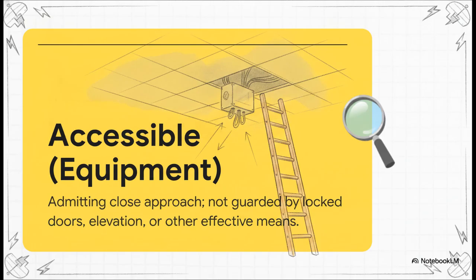Okay, first up, let's talk about the word accessible. The code defines this as admitting close approach, which basically means it's capable of being reached without removing permanent building structures or finishes. A perfect field example of accessible would be a junction box or wiring tucked up inside a drop ceiling. Like, you can get to it, sure, but you might need to go grab a ladder or pop a ceiling tile out of the way first to actually do your job.